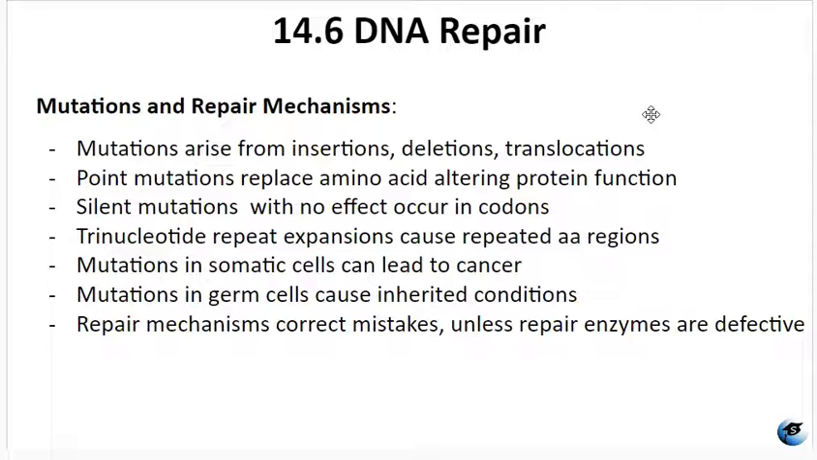Mutations in repair genes have been linked to various forms of cancer. Somatic cell mutations cause uncontrolled cell division, while germ cell mutations are passed on to the next generation. Examples of that are hemophilia and xeroderma pigmentosum. Repair mechanisms exist to fix these errors, but sometimes mistakes go uncorrected. And like we were saying, repair enzymes themselves can be defective or mutated.